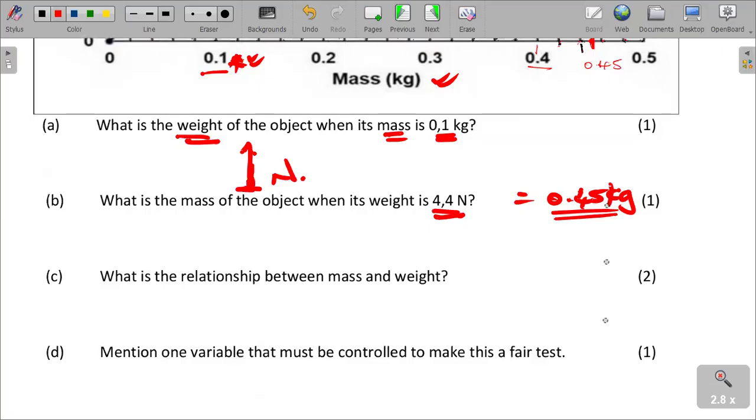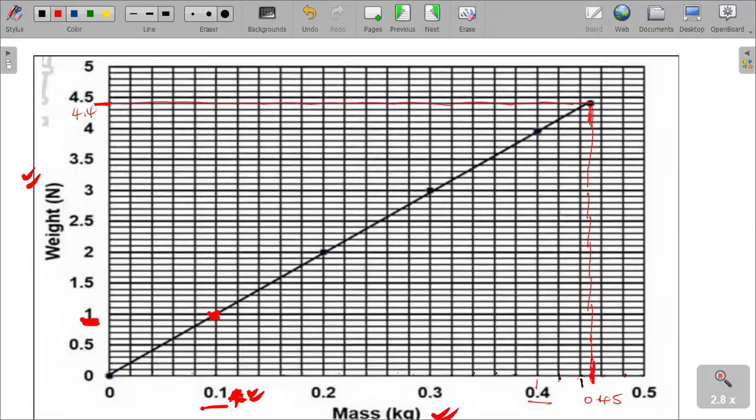And then what is the relationship between mass and weight? When we see this is a straight line, as we increase in mass, our weight also increases. When our weight increases, our mass increases. So we are saying there is a direct increase: as mass increases, we also see an increase in weight. So what we can say is that weight is directly proportional to mass.